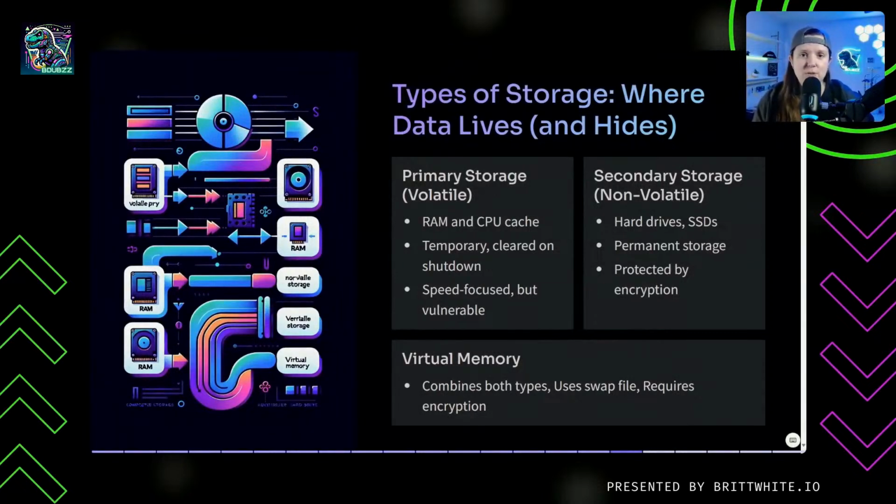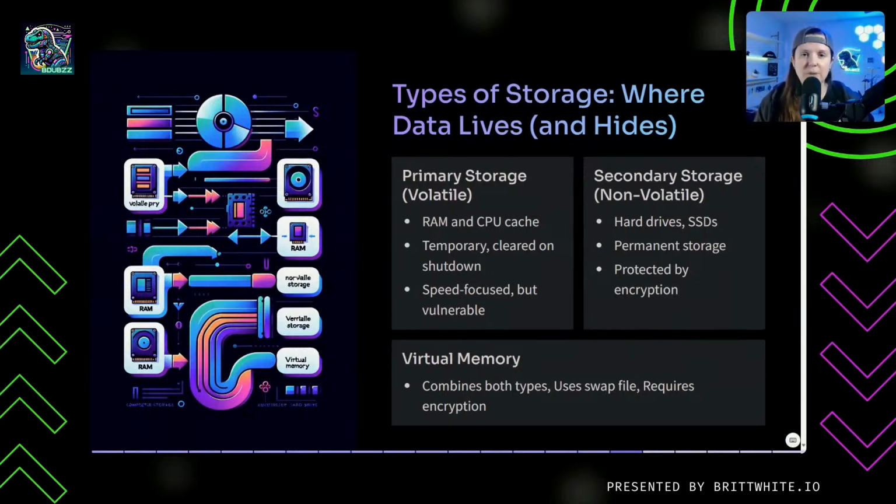We have primary storage, or volatile storage. It's fast, but it's temporary, like RAM or CPU cache. It holds data while the system is on, but if you shut it down, it's totally gone. While speed's the game here, it's vulnerable to memory scraping malware and cold boot attacks, where attackers freeze RAM to preserve data.